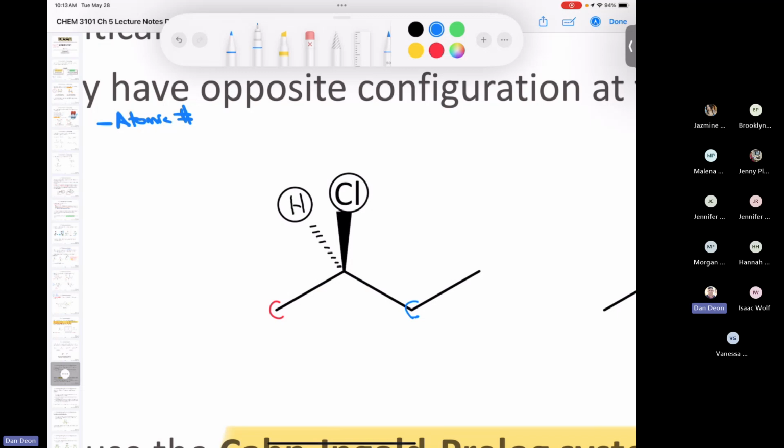It's not a trick question. It's going to be chlorine, right? So chlorine is going to be number 1. Which one of these has the lowest atomic number? It's hydrogen, so that's going to be number 4.